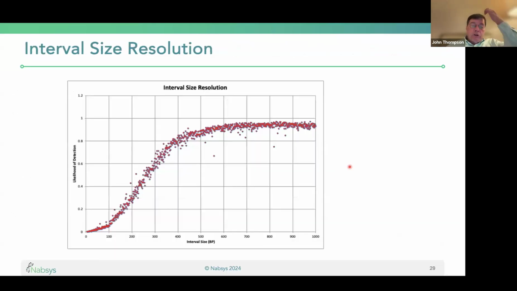And then, I mentioned the size resolution. This is the interval size and the predicted one. What you can see is that once you're up above 500 bases, essentially you call all of them. Below 500 bases, it varies. It doesn't just drop off like a cliff, but the 50% mark is around 300 bases. So that's what we call our resolution: half the time we can see an interval of 300 bases and half the time we can't.